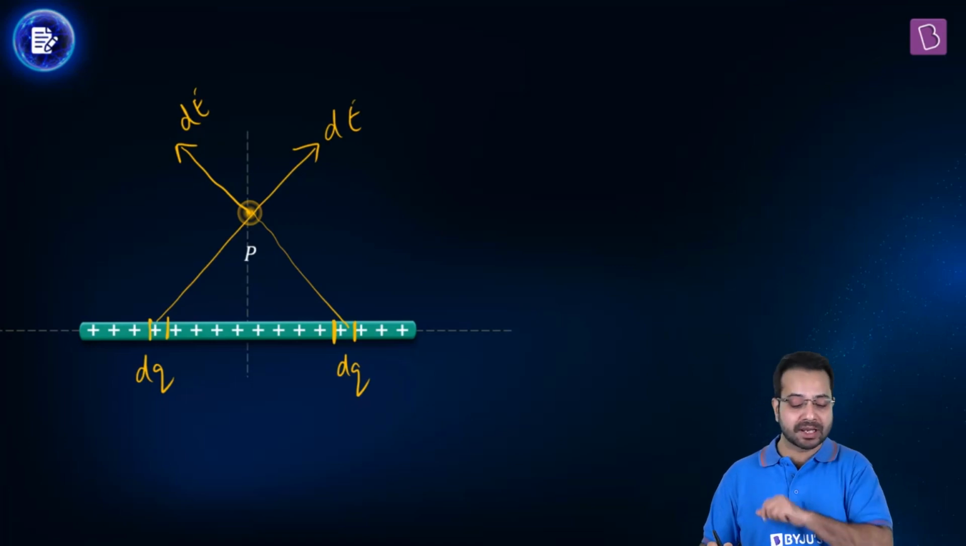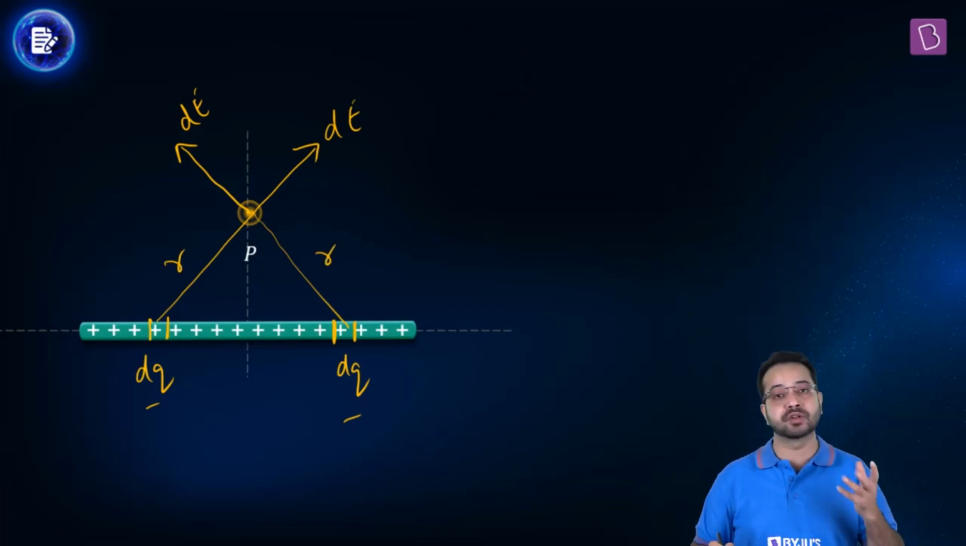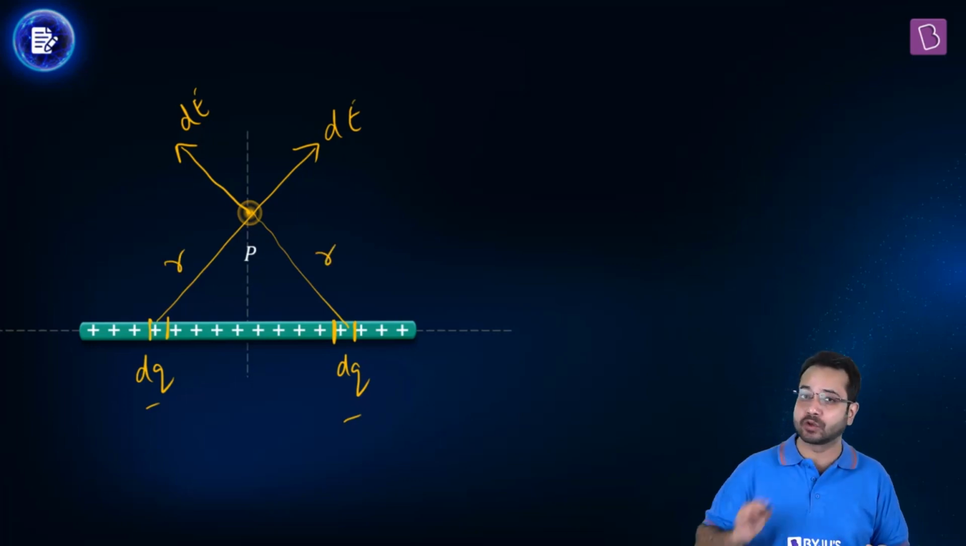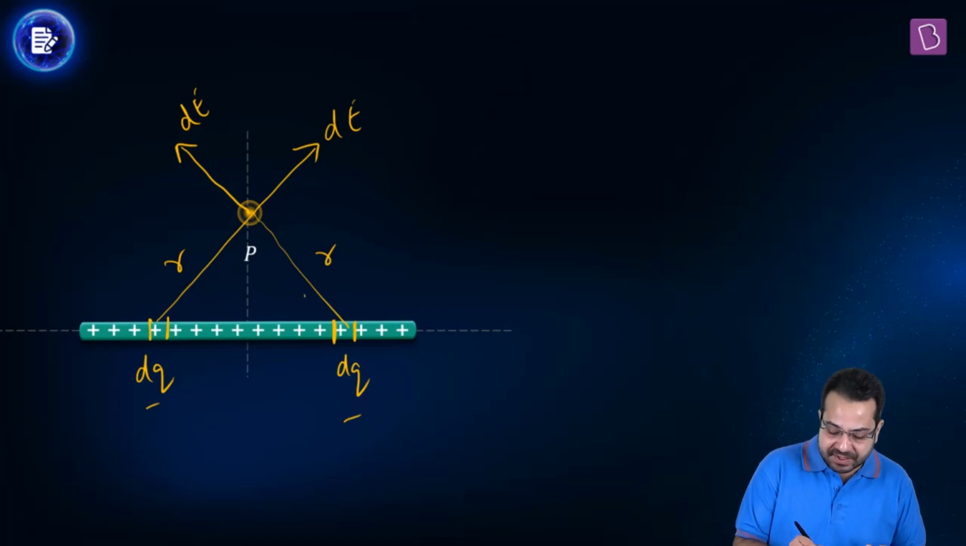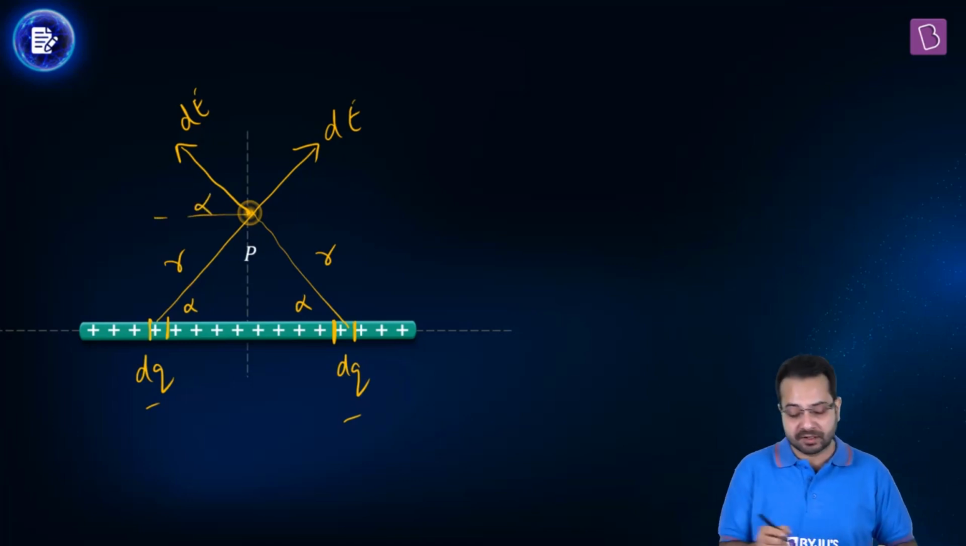Why do I say both the electric fields are going to be the same in magnitude? Because the magnitude of charge is the same and this distance is also the same. So the magnitude of the electric field is going to be the same. If we say this angle is alpha, then by symmetry this angle is also going to be alpha. Then this angle is also going to be alpha and this angle is also going to be alpha.